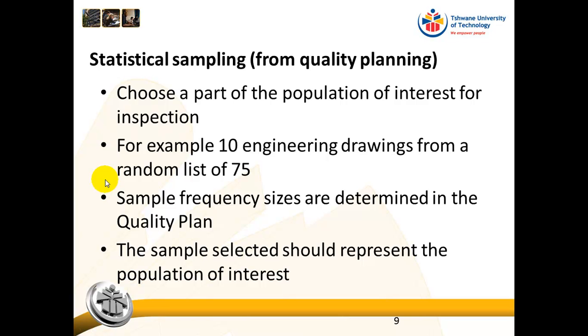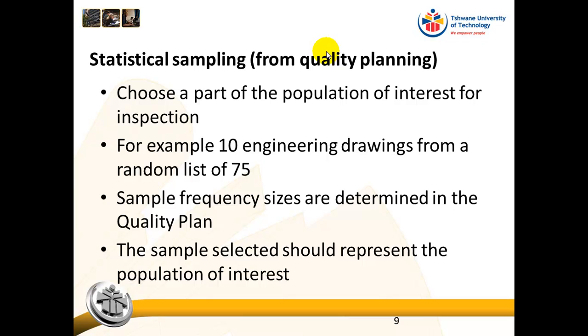Okay, so statistical sampling, I am just repeating it here, but you will see it's exactly the same slide as from quality planning. This is where we choose a part of the population of interest for inspection. For example, 10 engineering drawings are selected from a random list of 75. So why do we do that? Why don't we just inspect all 75?